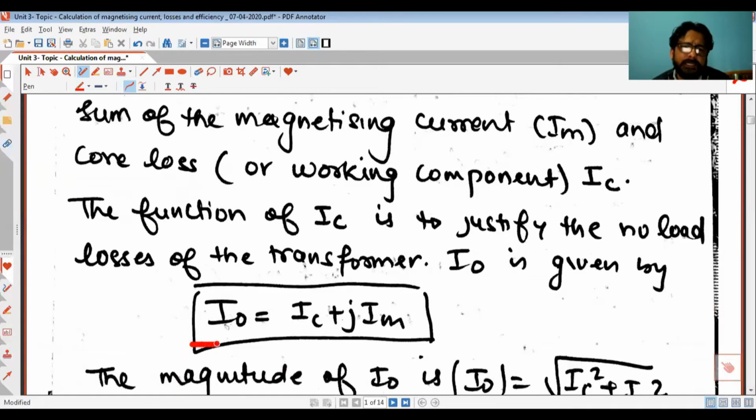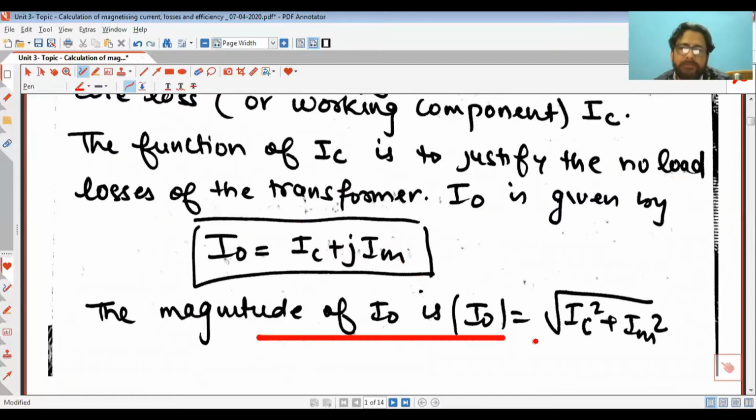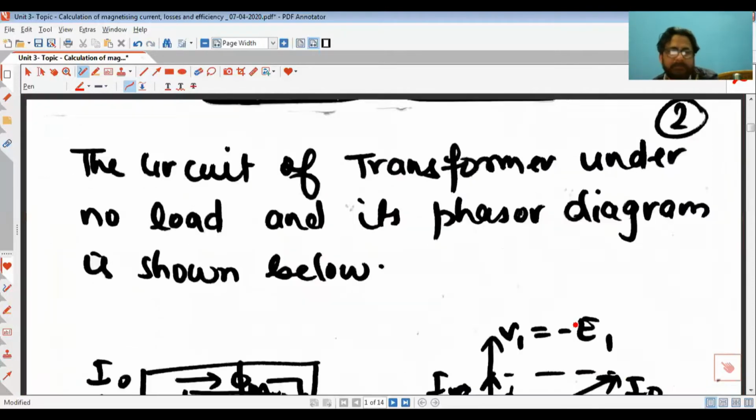So this no load current is actually the vectorial sum of IC and IM, where IC is the effective component of the no load current. Basically, this is the effective component which is responsible for the heat dissipation in the core of the transformer, right? And Im is the magnetizing component, magnetizing current basically. Now I naught is equal to IC plus jIM, because this is the real component and Im is the imaginary component. So the magnitude is the square root of IC square plus Im square.